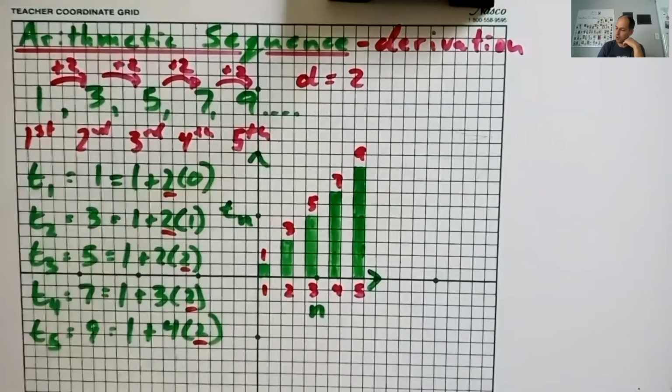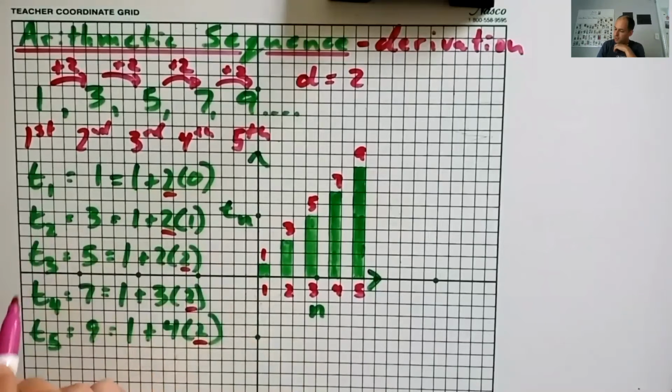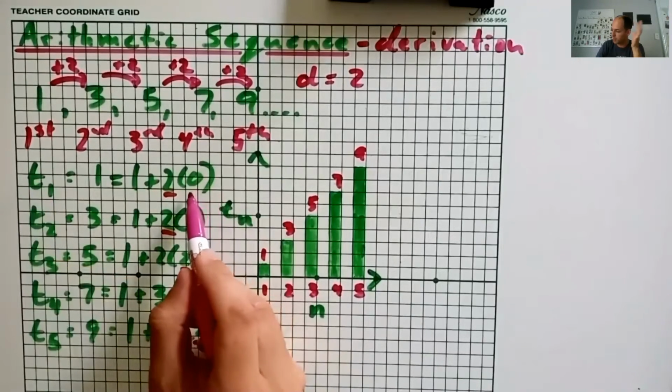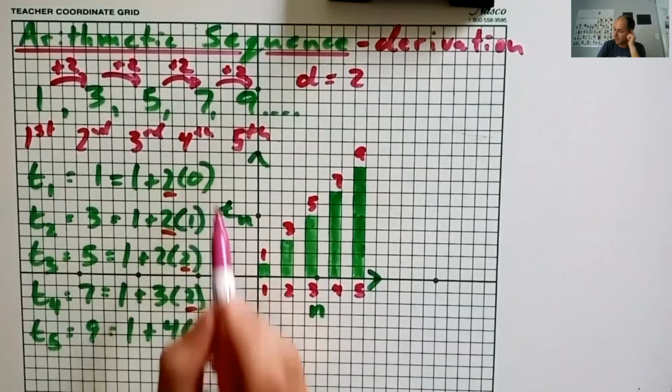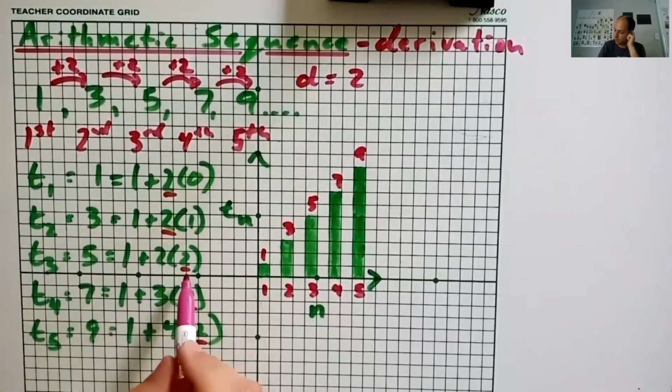Notice also how the number of times we're multiplying by 2 is related to the term number. So in T1's case, the number of times we multiply that common difference is 0. In T2, we multiply it once. In T3, we multiply it twice. In T4, we multiply it 3 times. T5, we multiply it 4 times.